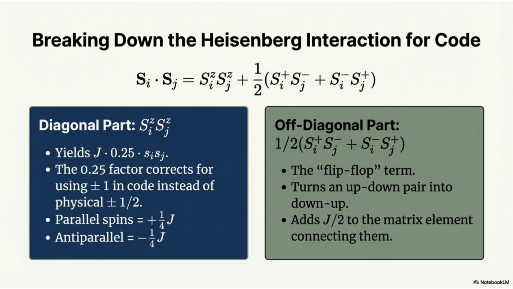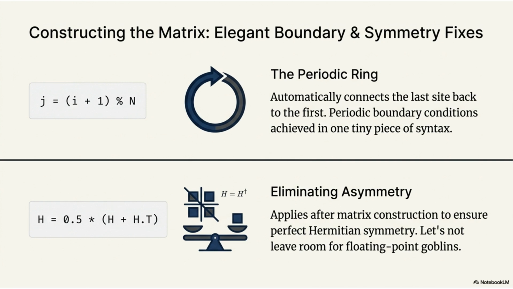The Heisenberg interaction is broken down for code implementation. The diagonal part involves a 0.25 factor correction. The off-diagonal part is the flip-flop term, which adds J/2 to the connecting matrix element. Constructing the matrix involves 2 elegant fixes: using the modulo operator to achieve periodic boundary conditions, and applying an equation to ensure perfect Hermitian symmetry, eliminating floating point errors.